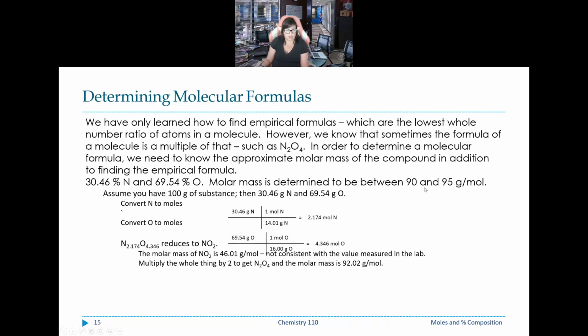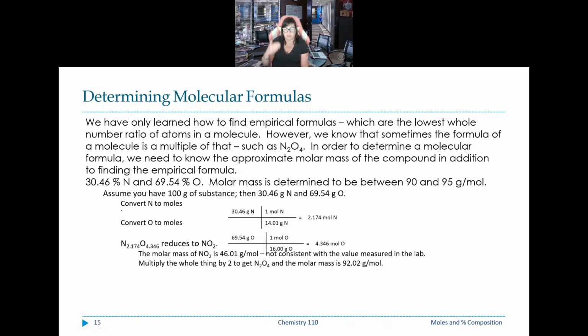Since that's not consistent with that, I need to take this number and divide it by the mass for this empirical formula to see what that ratio is. And if I do that, you'll see that this is 2 times this, which means that I need to take this empirical formula and multiply it by 2 to give me N2O4, and the molar mass is going to be 92.01 grams per mole. So that's consistent with all of the data that we have.